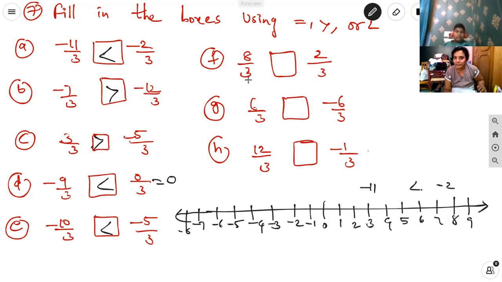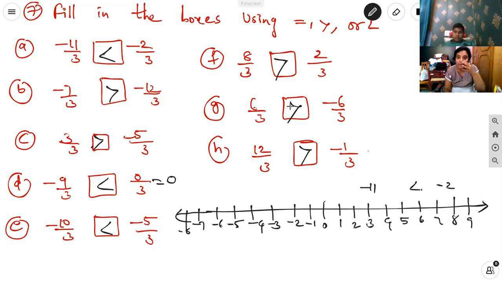Here 2 and 8. 2 is the smaller value comparatively to 8. Why? Because when we discuss positive signs, the smaller number is smaller only, the bigger number is bigger. When we are discussing two negative numbers, the smaller number is bigger, the bigger number is smaller. So it's greater than minus 6 by 3. If one is positive, one is negative, then positive is always greater. So 12 by 3 is greater than minus 1 by 3, the positive one.